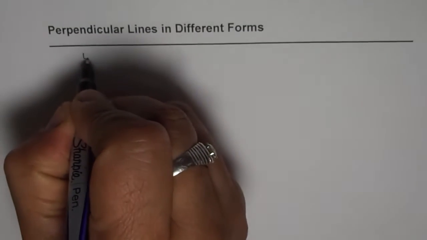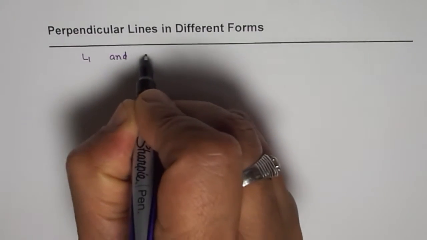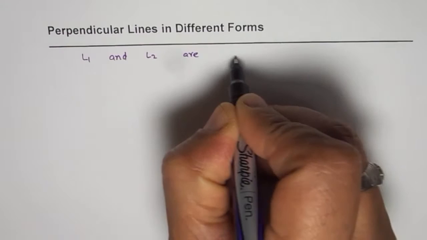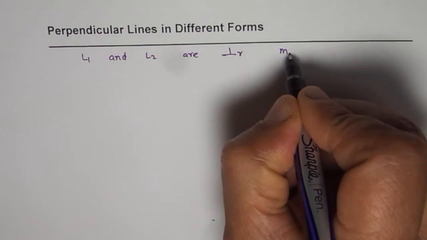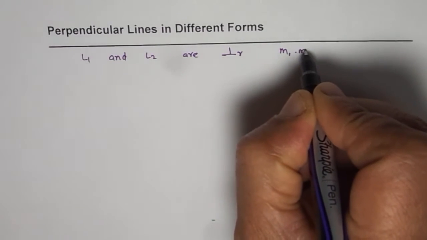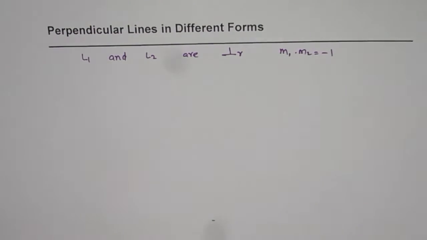I'm Anil Kumar, and in this video we'll try to understand how to write equations for perpendicular lines and how to draw perpendicular lines. As you know, two lines L1 and L2 are perpendicular, we can write like this, if their slopes, or the product of their slopes, is -1. That is one way.